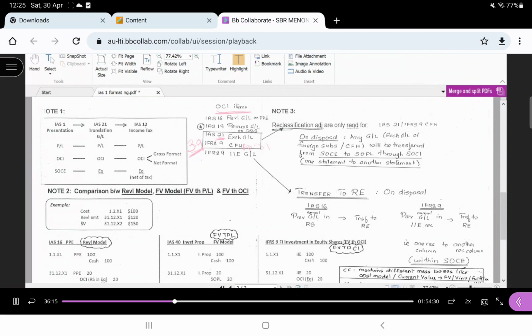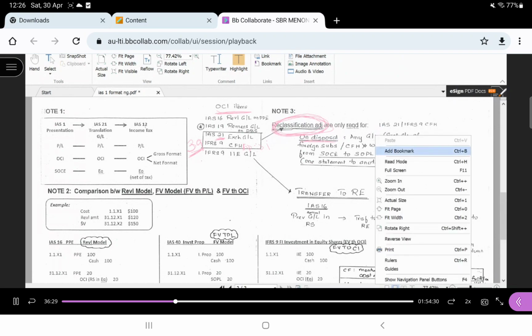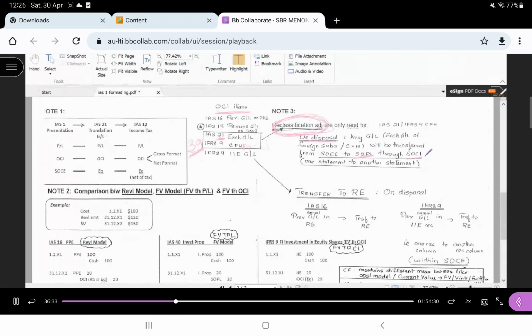Exchange gain or loss, cash flow hedge. These two we are permitted to do what adjustment? Reclassification adjustment. See, on disposal, any gain or loss will be transferred from the SOCE to the SOPL through the OCI.